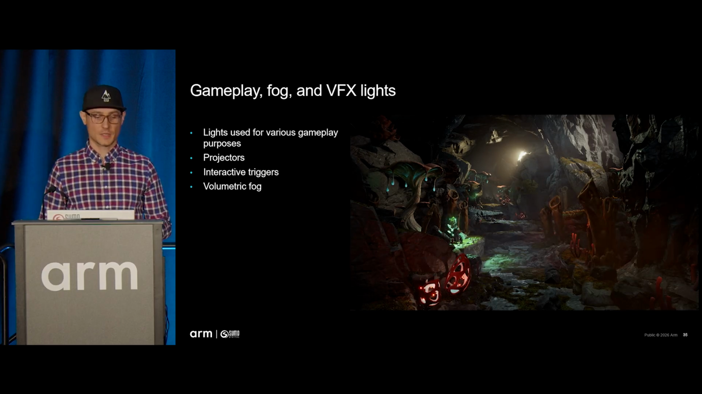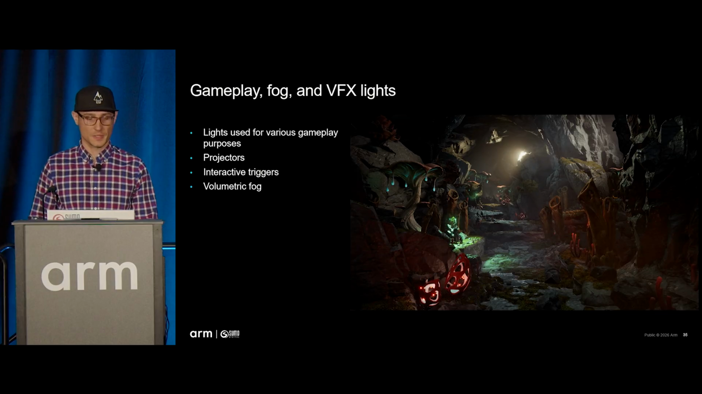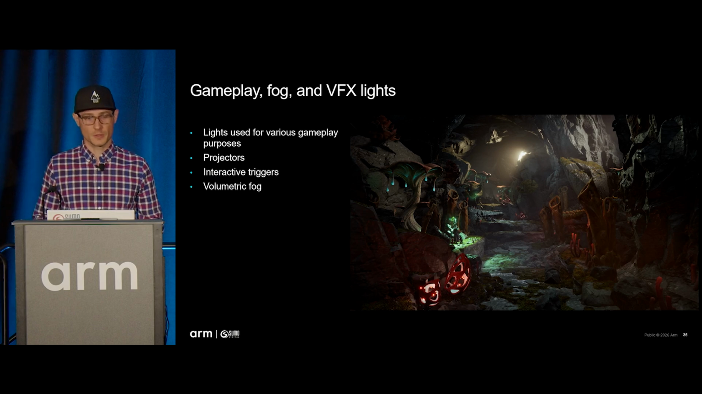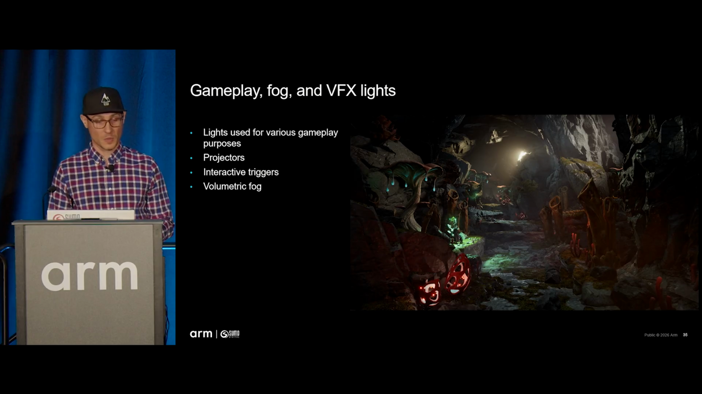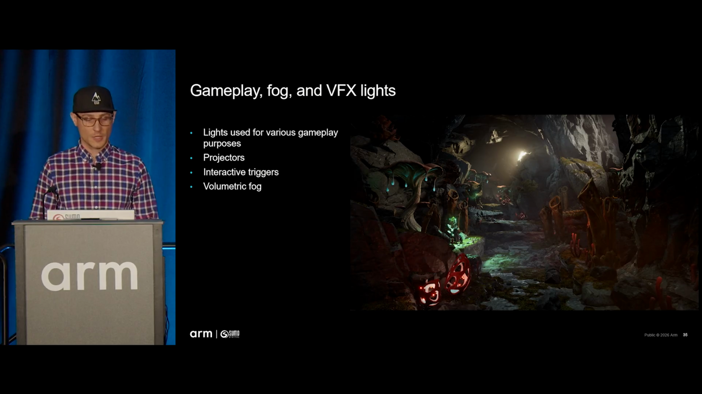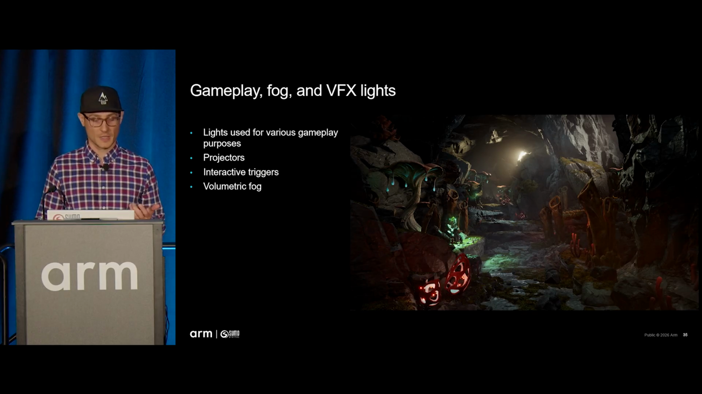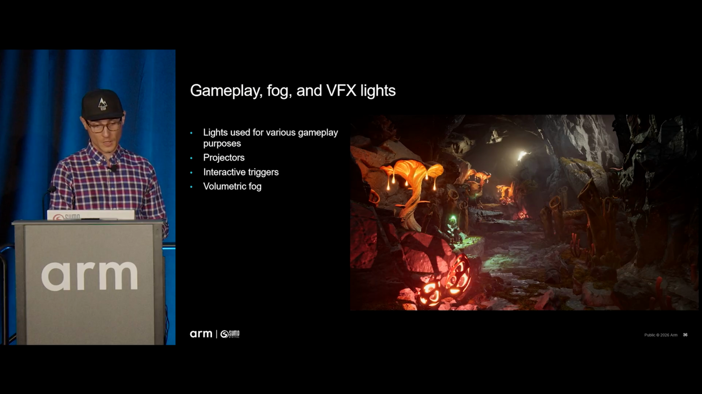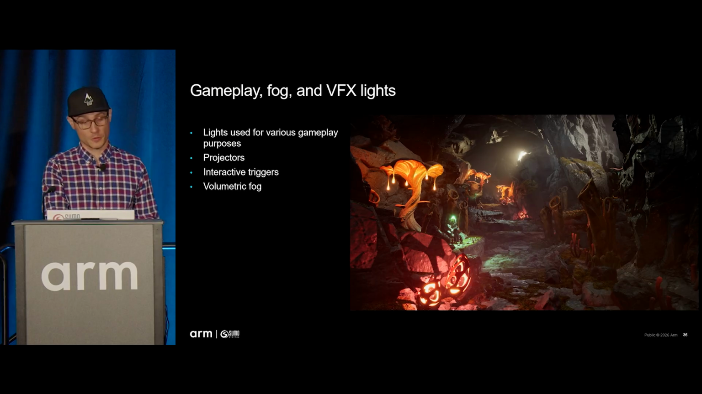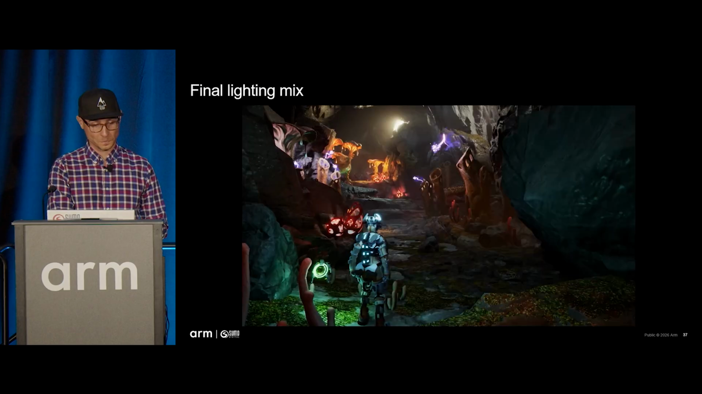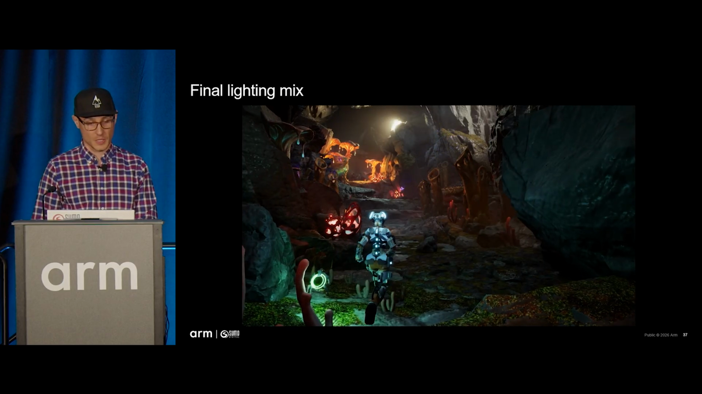Gameplay fog and VFX lights, those lights are usually used for various gameplay purposes like projectors or interactive triggers, or for example for the volumetric light, because instead of using performance heavy particles with a lot of overdraw, we can just place a big rectangular light just under the surface, pump up the intensity of the volumetrics, and we can get a nice local volumetric fog. This is how the scene looks where all those switchable objects are turned on. And this is the final lighting mix in motion.